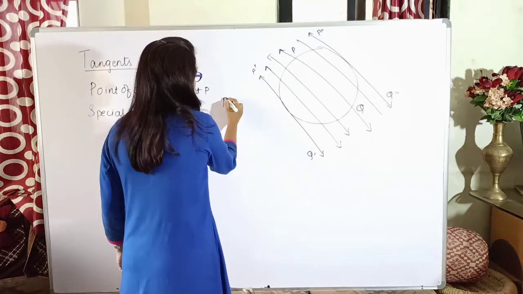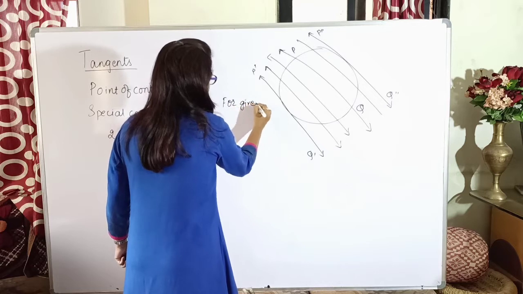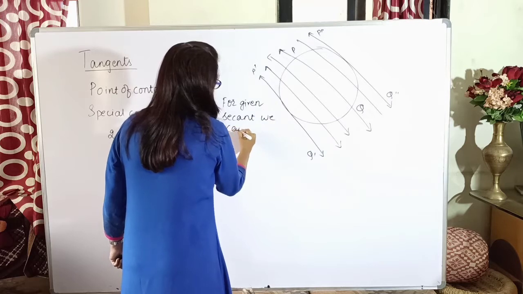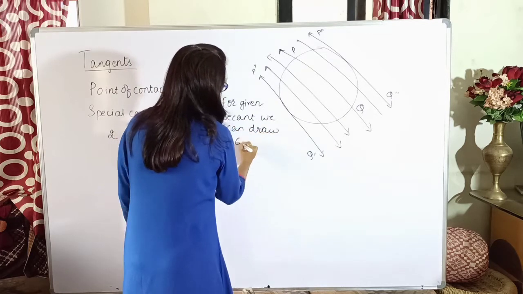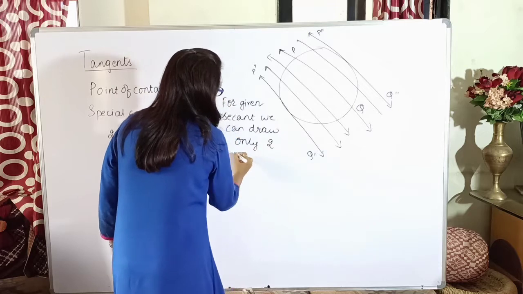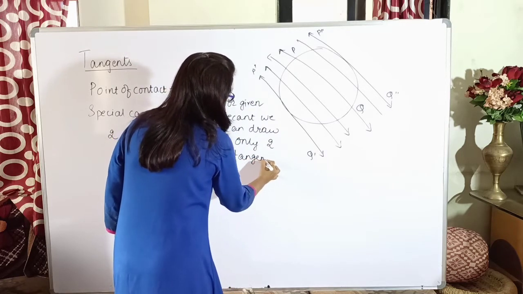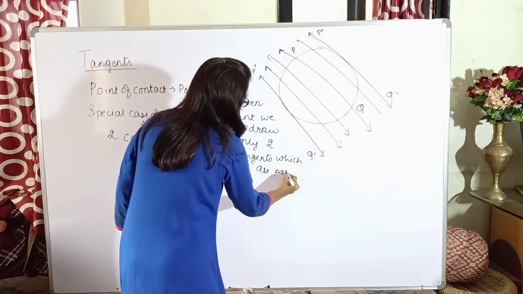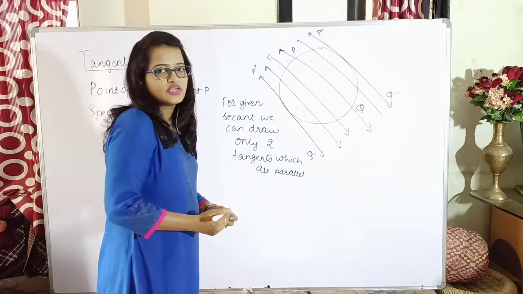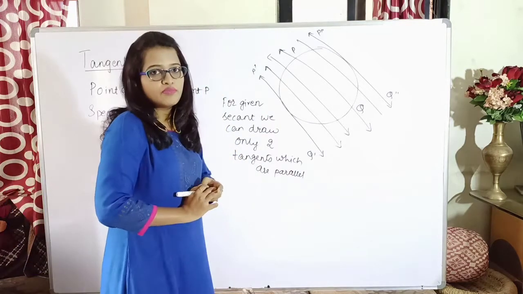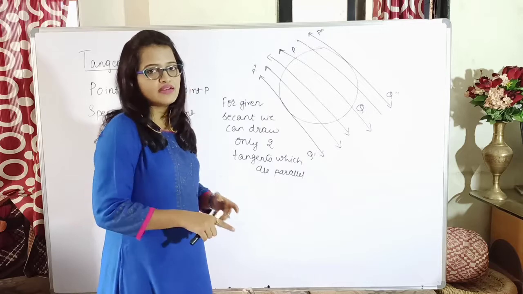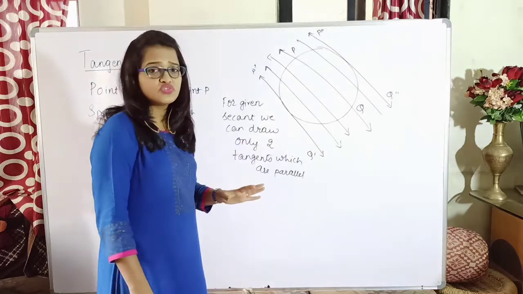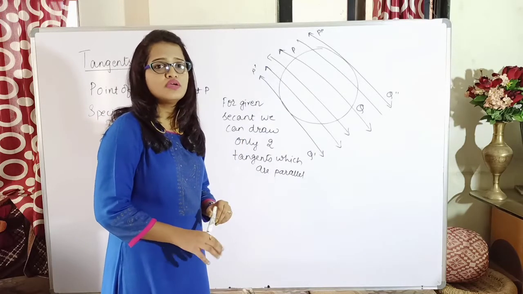For a given secant, you can draw only two tangents which are parallel. If the condition is not that they have to be parallel, then definitely you can draw as many tangents as you like. But if I want a tangent which is parallel to the given secant, there can be at most only two tangents, or you can always draw two tangents which are parallel to the given secant.